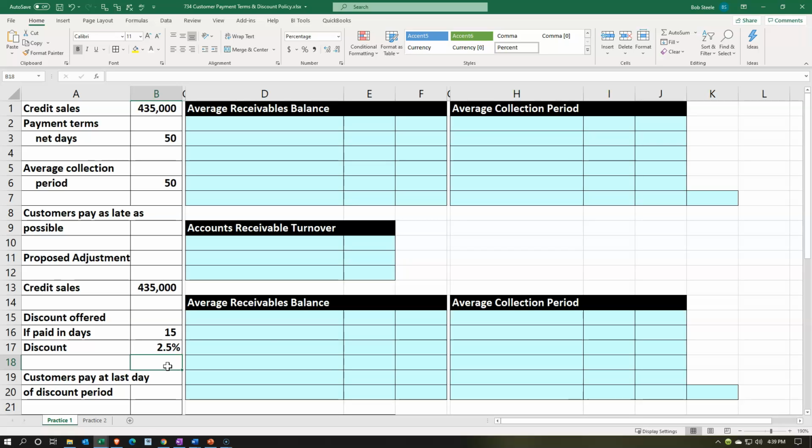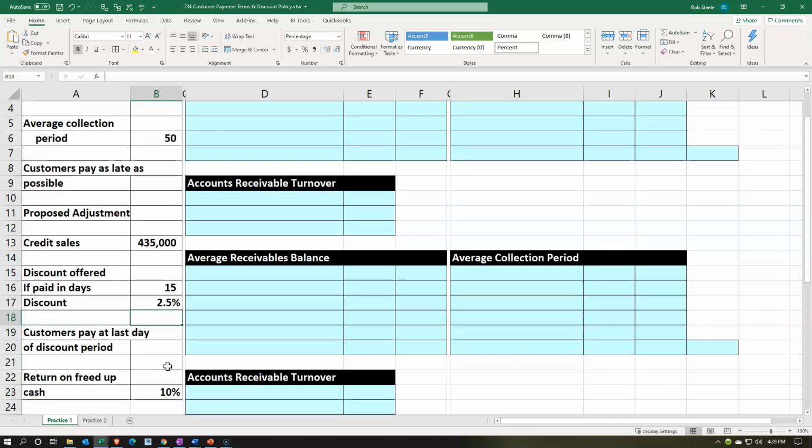So a small discount could alter that policy so that people will pay us a lot sooner if we take advantage of that small discount. So we can have a fairly small discount and have a radical change oftentimes, especially if dealing with business-to-business type of customers with that discount. So then we're going to assume the customers pay at the last day of the discount period, in this case, reducing the days that it would be outstanding from 50 down to 15.